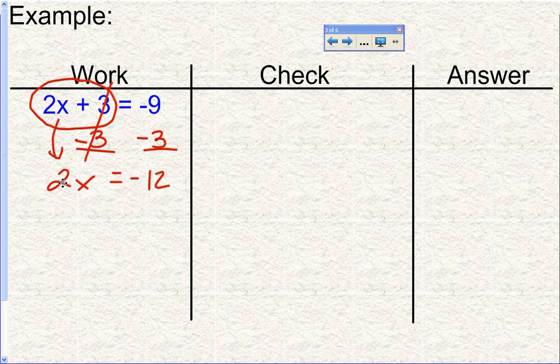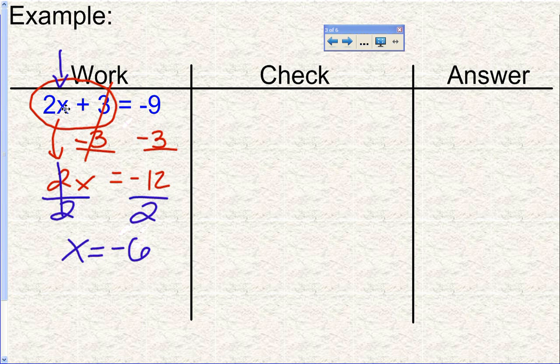So we've got to get rid of the 2. Again, we already talked about the fact this is 2 times x, so we have to do the opposite and divide both sides by 2. 2 over 2 is 1, so that's going to go away, and I'm left with x equals negative 6. So by doing these two steps, we found what the magical number was that I can plug in here for x. So now the next part is to check that. Let's see if that really works.